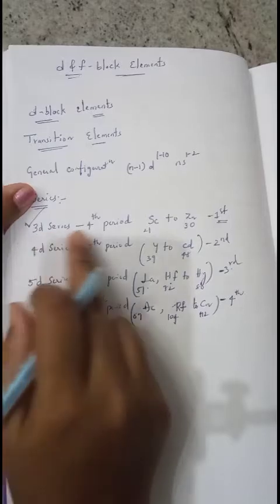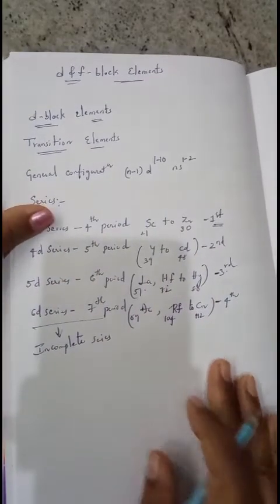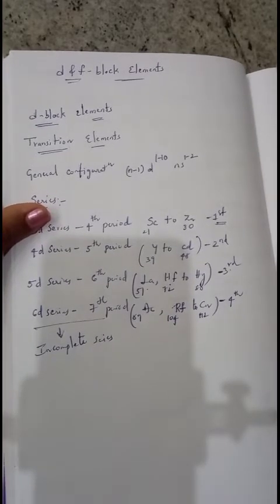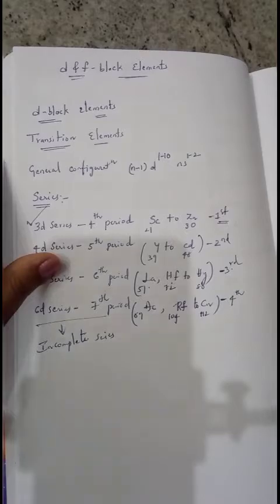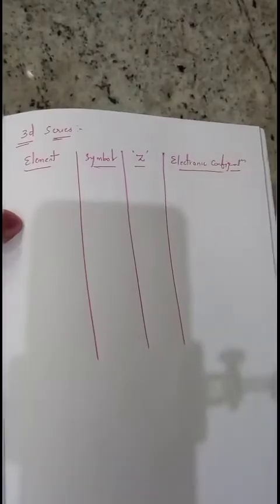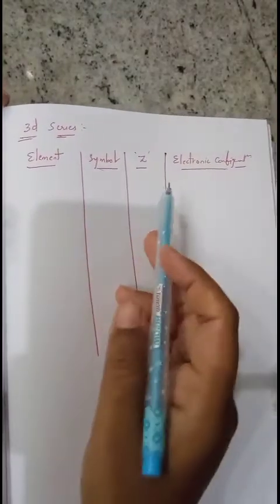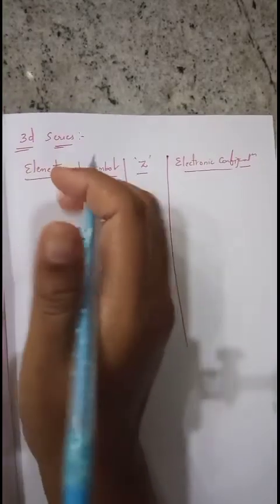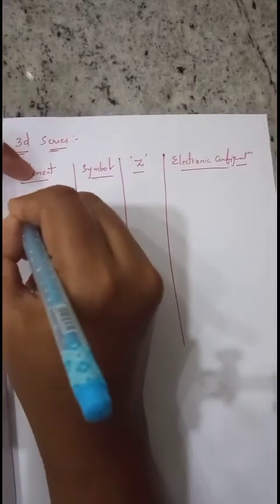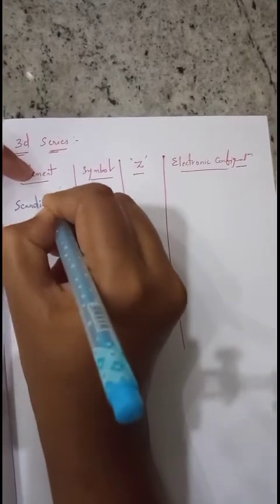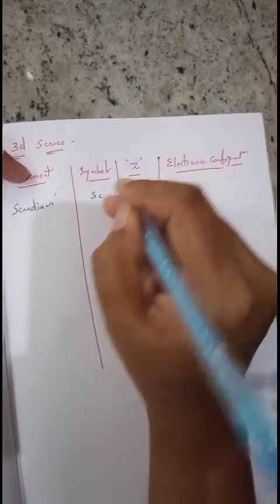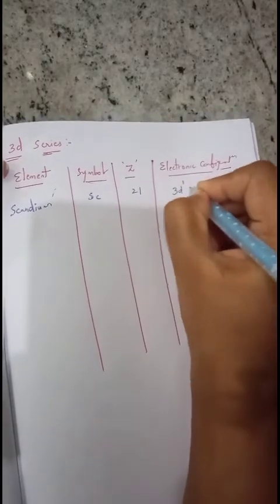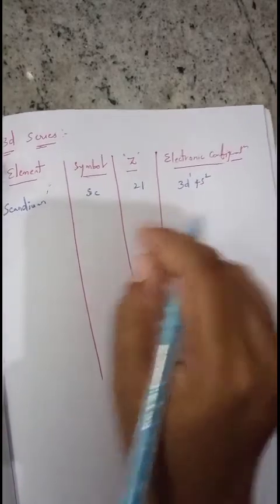Now we want to discuss 3d series or first series elements. First we will discuss the outermost and electronic configurations of 3d series elements. Now we'll see the element, symbol, atomic number and electronic configuration. The first element in the 3d series is scandium, symbol Sc, atomic number 21, outermost configuration is 3d1 4s2. I am just writing the outermost configurations.